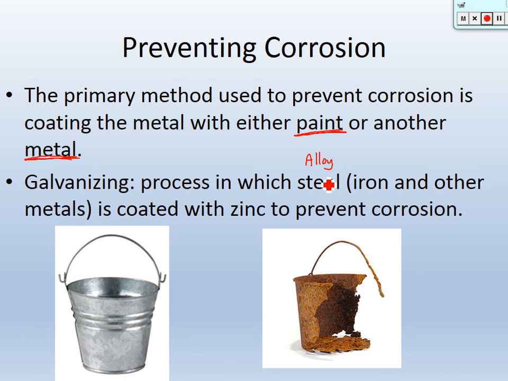It means it's a mixture of metals. Steel is mostly made up of iron, but there's other metals in it as well. So galvanizing is a process in which steel is coated with zinc to prevent the corrosion of iron.